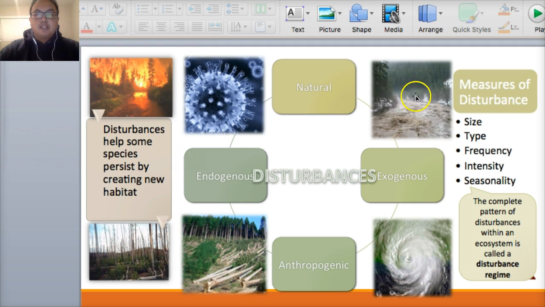Disturbances can be natural, like an earthquake. They could be anthropogenic, which is human or human caused. It could be exogenous, which means it's outside of the ecosystem, like a fire or a drought or a wind. Or it could be endogenous, which means inside, like a disease or a pathogen, like people getting somebody else sick. Those are the types of disturbances.